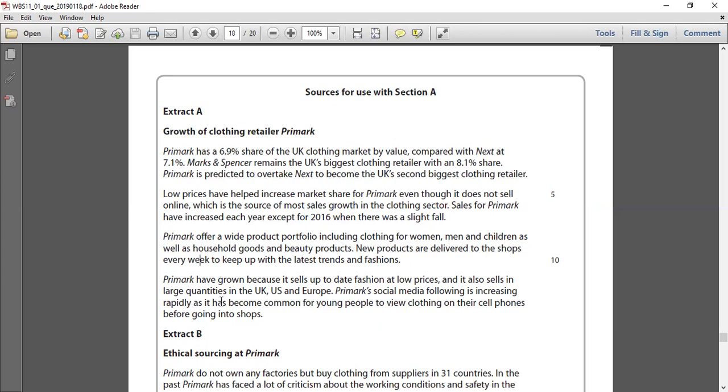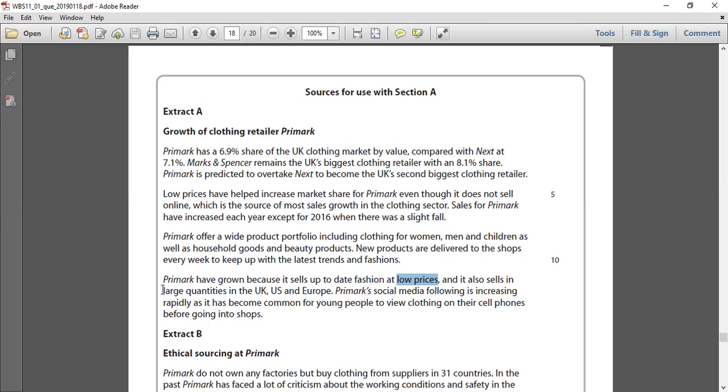And Primark have grown because it sells up-to-date fashion. That's another unique feature, because they are selling up-to-date fashion. You can see the evidence here, because every week they are updating their product. Primark have also grown because it sells up-to-date fashion at low prices. Low prices is there. It also sells in large quantities.